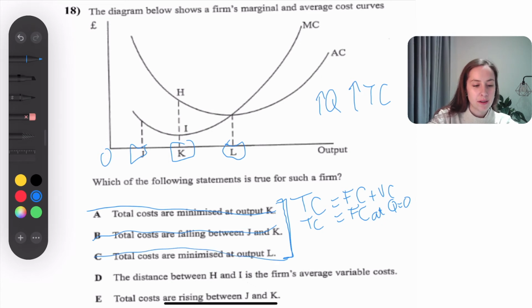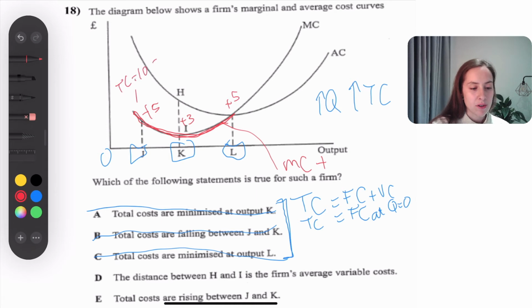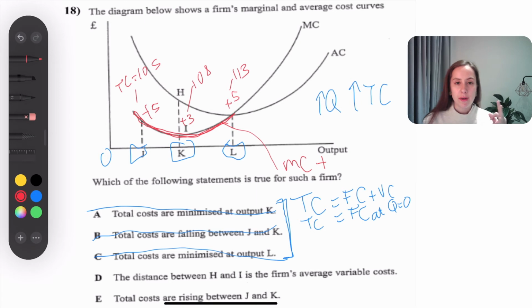Here's another way you can see it. For all of these quantities, I know your MC is doing some weird stuff, going down and it's going up, but for all of these quantities, your MC is a positive number. Now, that means that your MC first increased by 5, then increased by 3, then it's 5 again. So imagine your total costs are 105, they would be 108, and then they would be 5 higher, they'd be 113. So you've got 3 ways there to make sure you're not getting caught out by that one.